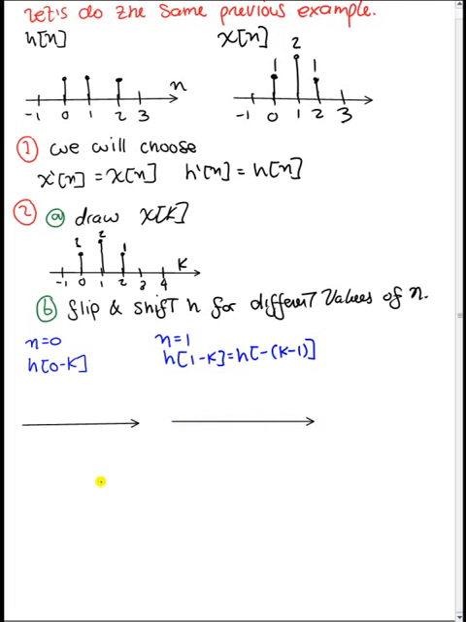And then for n equal to 2, so we're gonna try it for 4 different values of n, it's going to be h of 2 minus k, which is equal to h of minus k minus 2. And finally, we're gonna have n equal to 3, and hopefully that's enough to figure out what's going on. Alright, so now let's draw them.